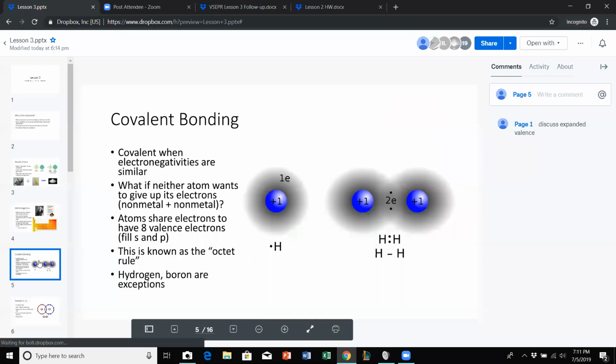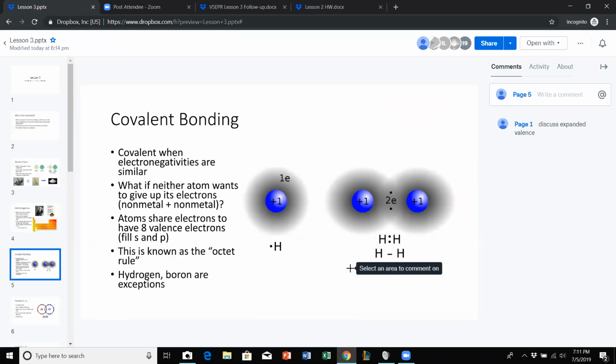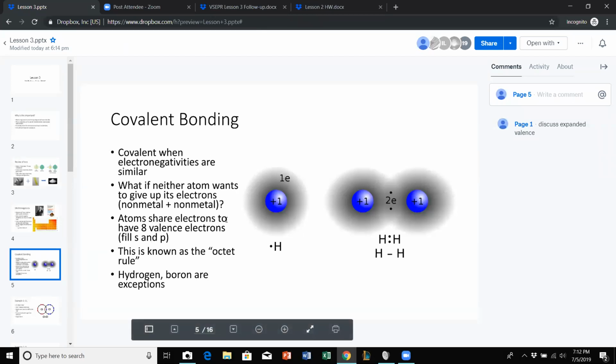Great. So now we can talk about covalent bonding. This is the meat and potatoes of this lecture. We already know what happens when we have a large electronegativity difference. But what happens when we have similar electronegativities? This means that neither atom really wants to give up its electrons and neither atom really wants to accept electrons. So for example, a nonmetal plus a nonmetal. This is where we typically find this stuff.